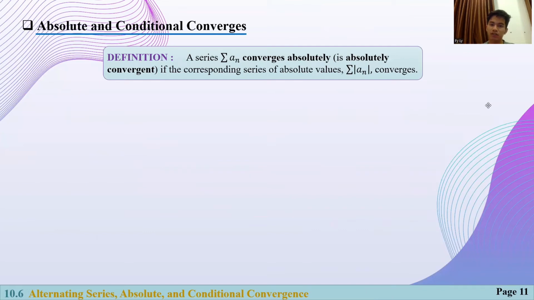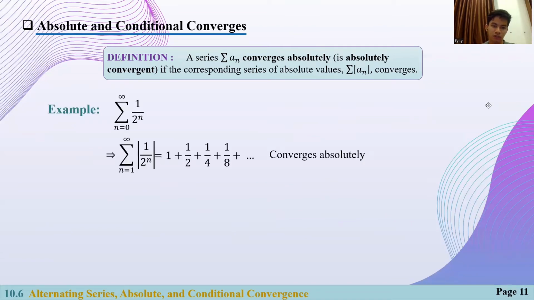The definitions: a series, the sum of a sub n, converges absolutely if the corresponding series of absolute values, the sum of absolute a sub n, converges. For example, the sum from n equals 0 to infinity of 1 over 2 to the power of n. In this case, both the absolute series and the original series converge, so this is called converging absolutely.